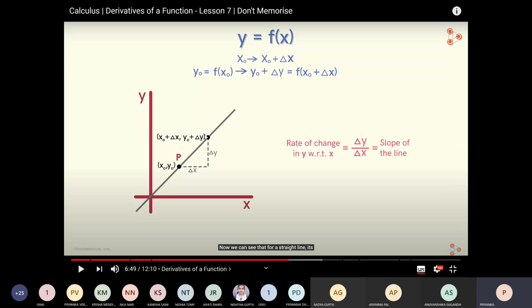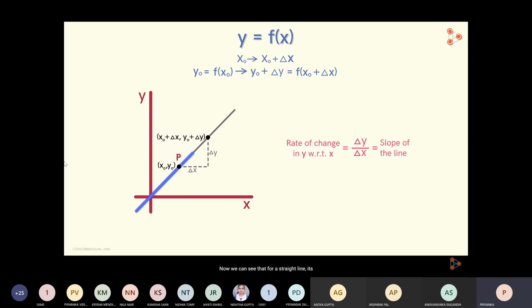So if you have to measure the slope of this line, that is change in y by change in x, which is the slope of this line. And we can write it with the help of this. We can see that for a straight line, its slope is constant throughout. So its rate of change will also be constant.